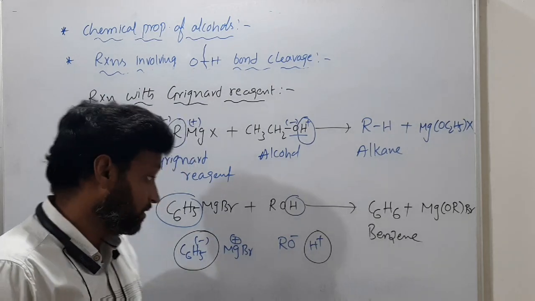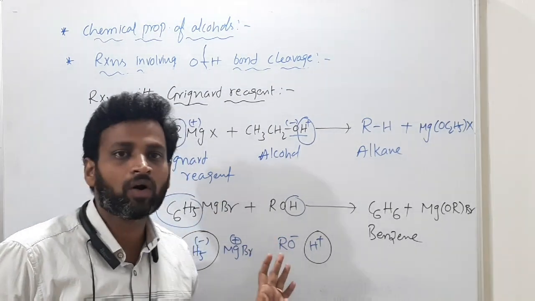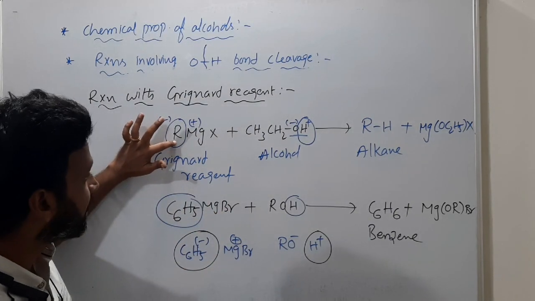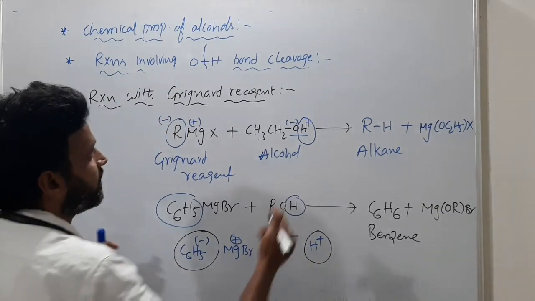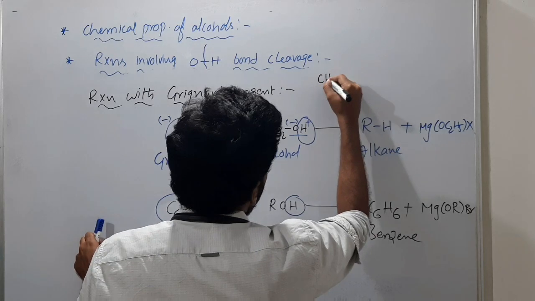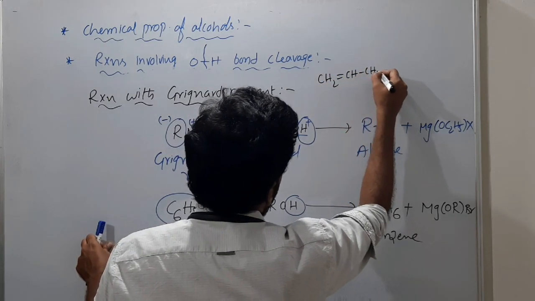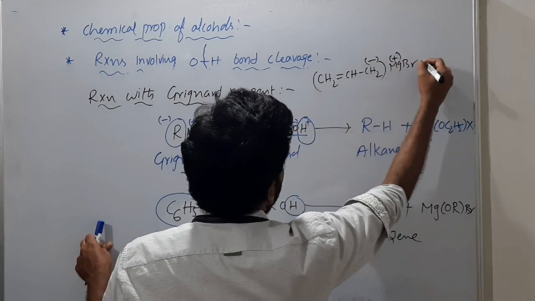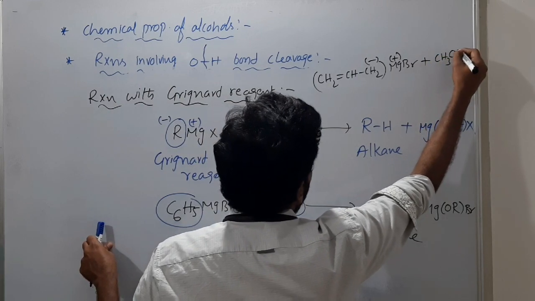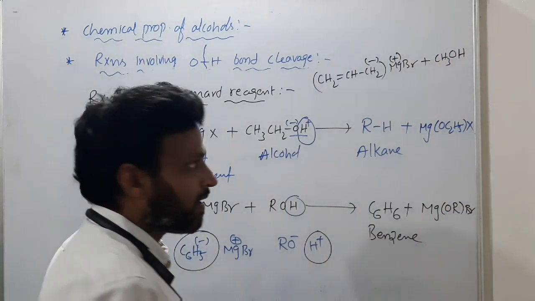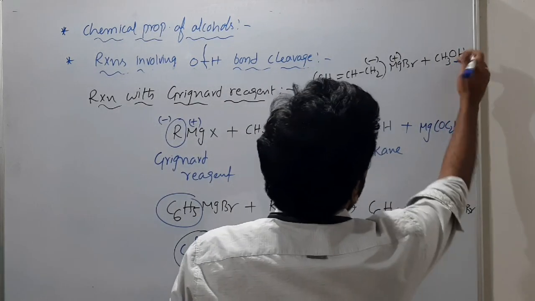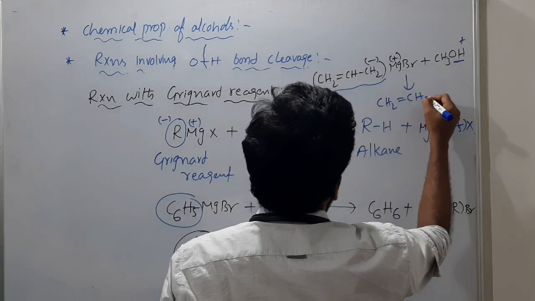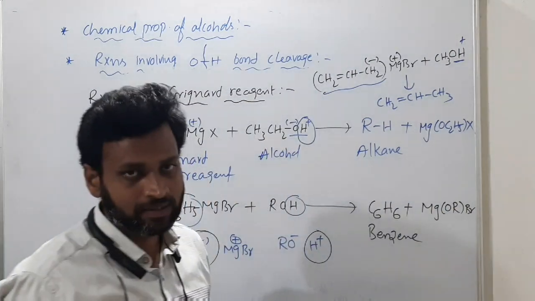So what you have to understand here is that Grignard reagent with any alcohol gives an alkane, but the alkane depends on the alkyl group present in the Grignard reagent. If the Grignard reagent is CH2=CH-CH2MgBr, like this, CH2 minus MgBr plus, with some alcohol, methanol CH3OH, here OH bond cleavage, here H plus, and this one. That means you get propene, CH2=CH-CH3, like this.